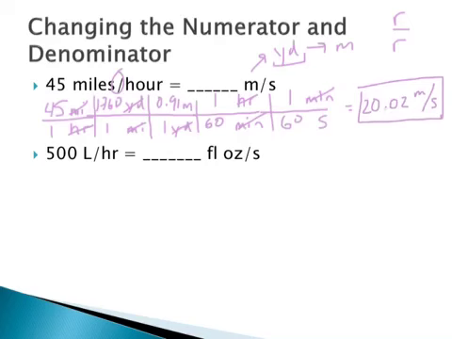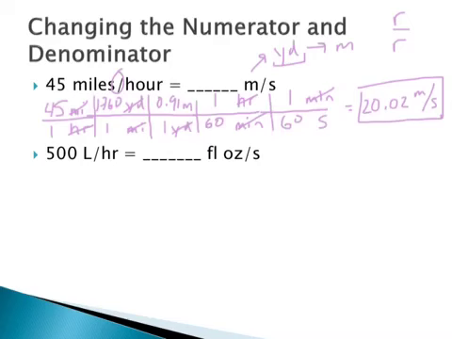Alright, our next example, similar type of problem, similar type thing. We are going now from 500 liters per hour, and I want to get to fluid ounces per second. So if we look at our units, liters to fluid ounces. Liters is metric, fluid ounces is US. Hours to seconds, that's time.